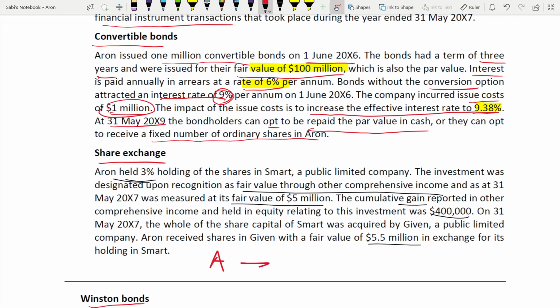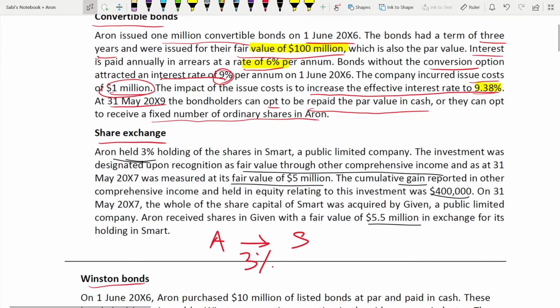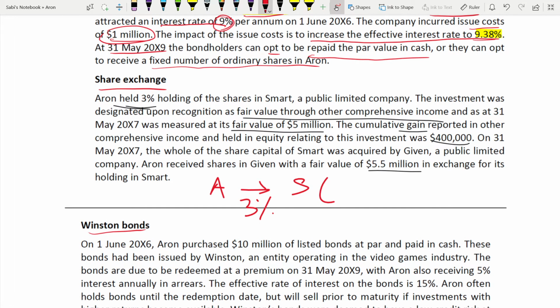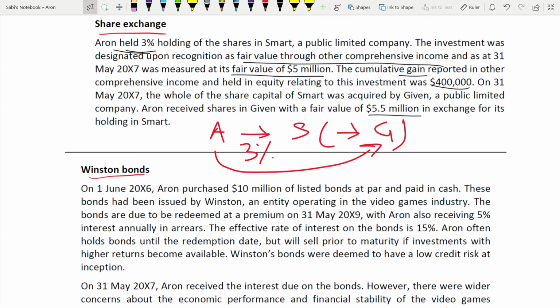Aron has 3% in Smart. Now this Smart is taken over by Given, so Aron wants shares in Given. To get shares in Given, what does he have to do? He has to give up the 3% in Smart to get shares in Given, and the fair value is 5.5 million. Okay, this is the whole thing.